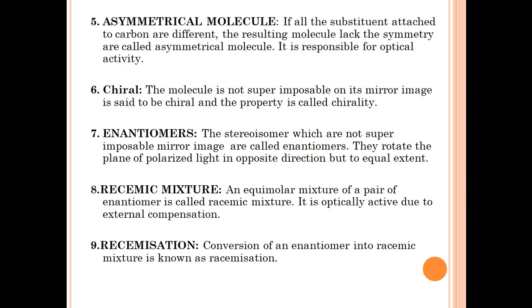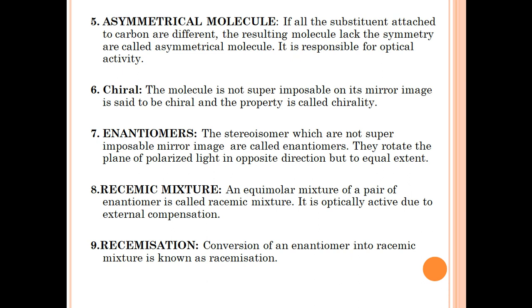Asymmetrical molecule. What is an asymmetrical molecule? If all the substituents attached to a carbon are different, the resulting molecule lacks symmetry and is called an asymmetrical molecule. It is responsible for optical activity. Chiral. A molecule that is not superimposable on its mirror image is said to be chiral, and the property is called chirality.